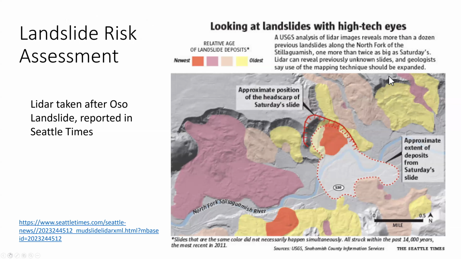Here's landslide risks after the Oso landslide. And so the LIDAR was able to show this big lobe of the at-risk area, and then the current headscarp of the slide. This is from the Seattle Times in 2011. So when they looked at the LIDAR, they found out there were a lot of other artifacts of slides that they could see happening over this same region. So this is a whole slide-prone area, all struck within the past 14,000 years, as it said.